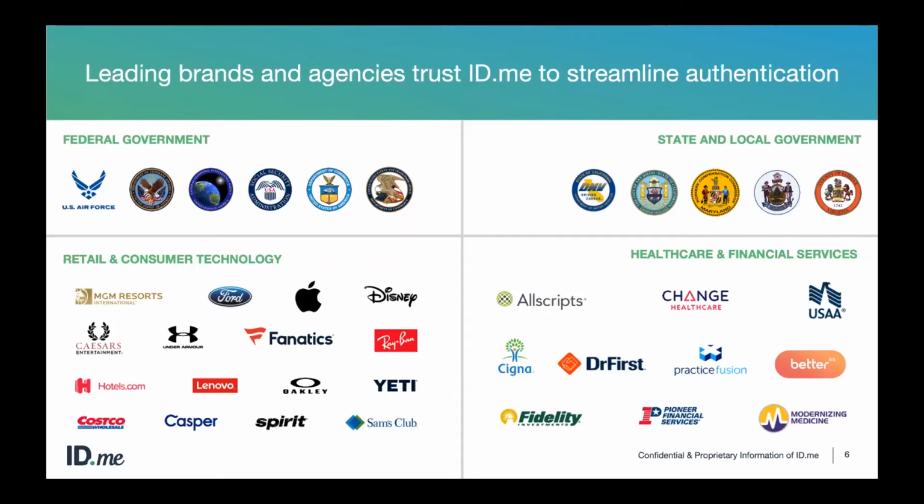So what's cool here is that if someone maybe goes to the Social Security Administration and is looking to access their benefits, verifies with ID.me, and then comes to one of our other partners, they've already been verified. They'll just simply log in, much less friction for that end user.